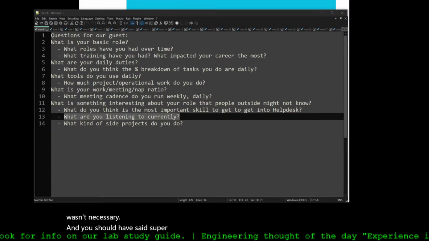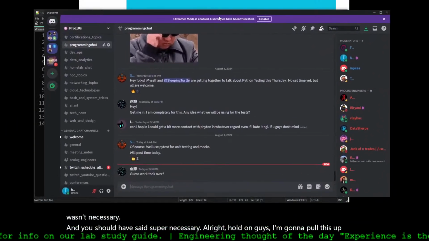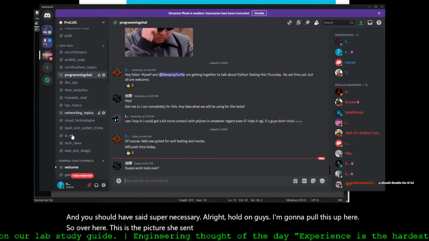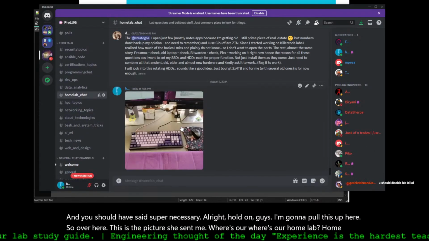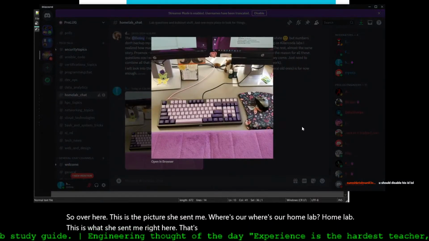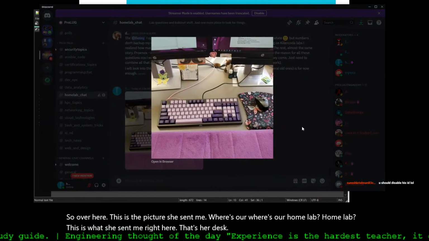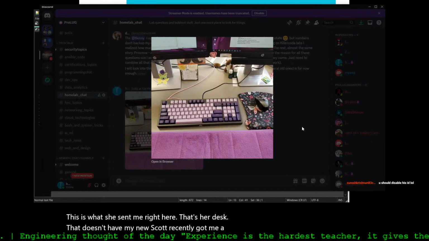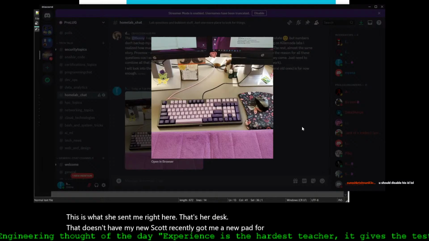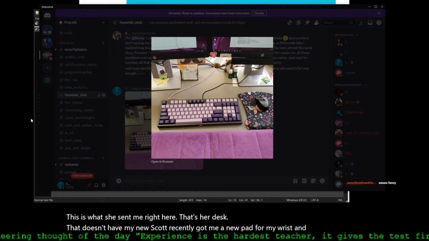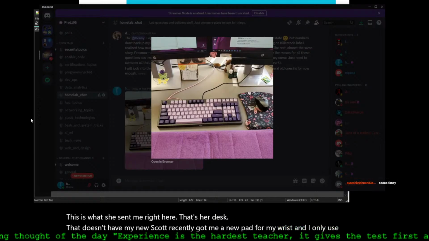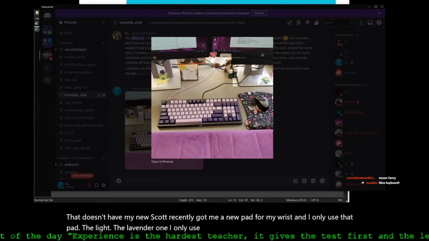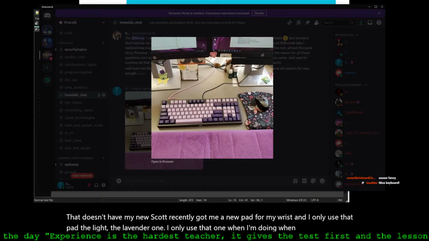All right, hold on, guys. I'm going to pull this up here. So, over here. This is the picture she sent me. Where's our home lab? This is what she sent me right here. That's her desk. That doesn't have my new pad. Scott recently got me a new pad for my wrist. And I only use that lavender one when it's super busy.